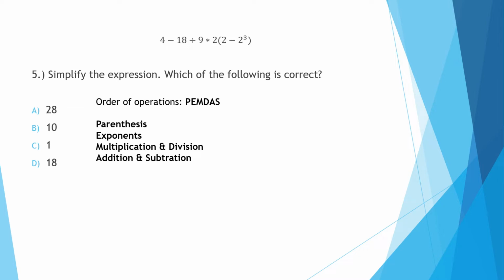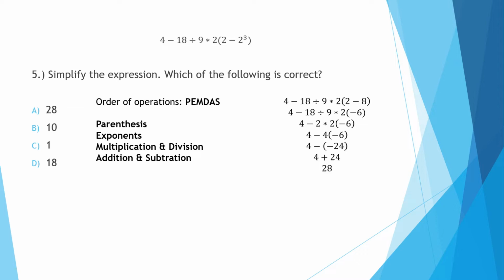The second step is exponents. We are going to handle any exponents before any other operation. The third step is multiplication and division, whichever comes first, from left to right. And the last step is addition and subtraction.